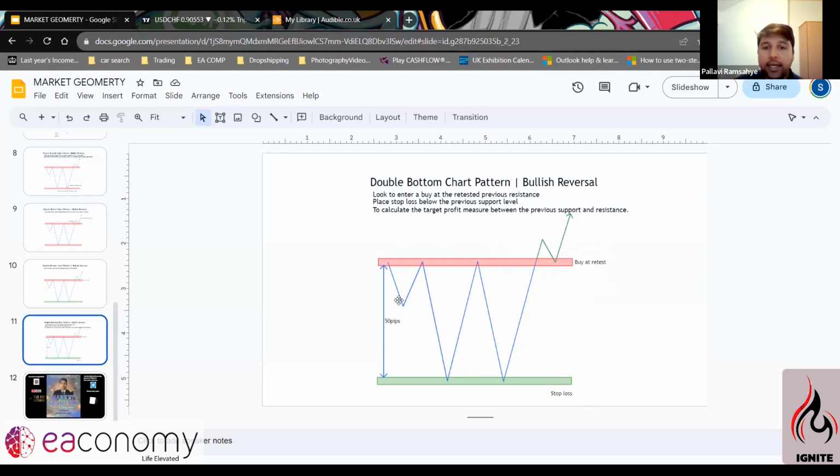And then to calculate your take profit, your target profit levels, you will measure the distance between the previous support and the previous resistance, okay? As you can see here, just for the example's sake, I've put down 50 pips. So we take this measurement and input it into our trade, and we measure that amount of pips from the entry point to our take profit. So that would be 50 pips in this case, okay?